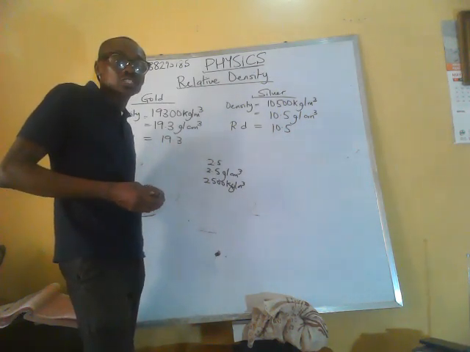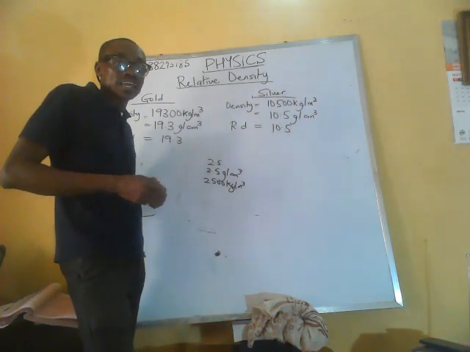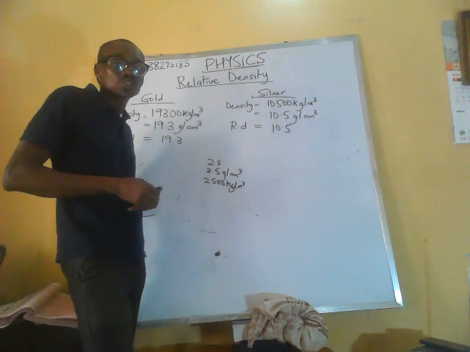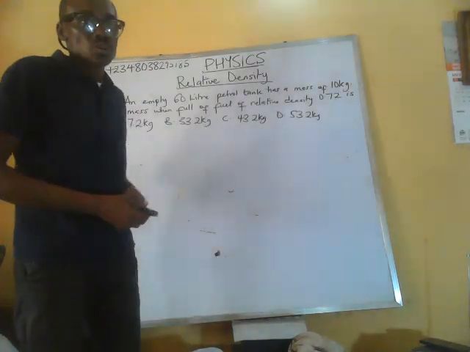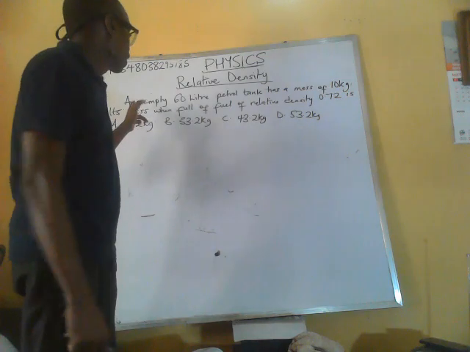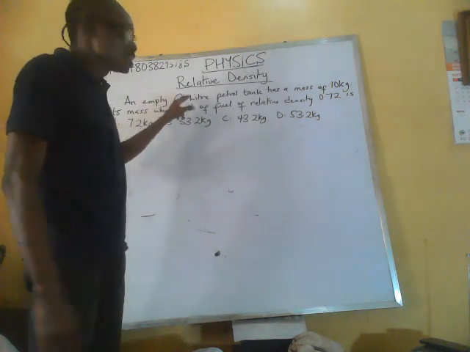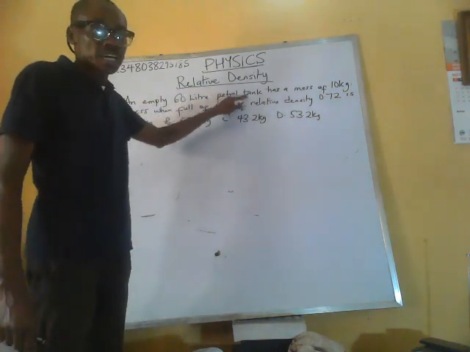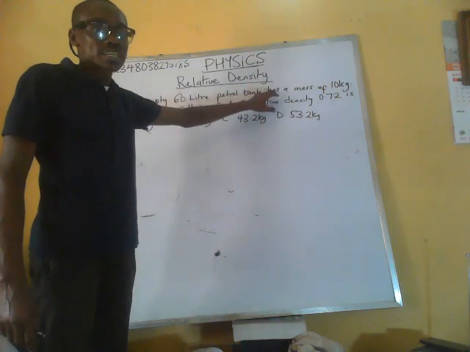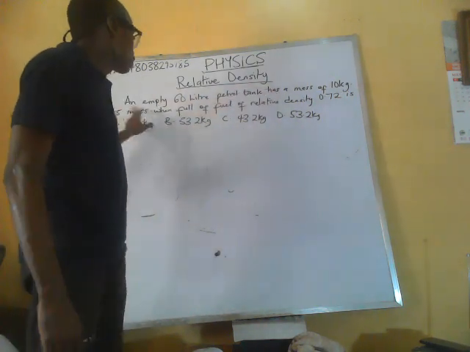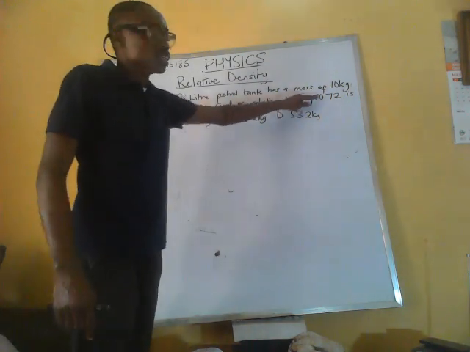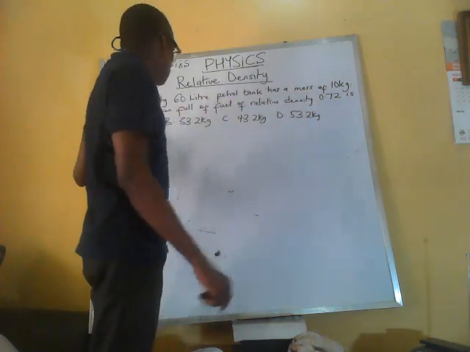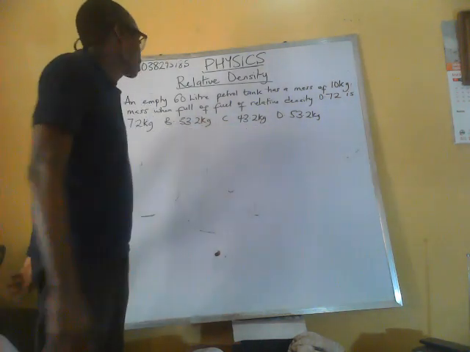So next, we'll take a calculation on relative density before we proceed. So we have a question here. An empty 60 liters petrol tank has a mass of 10 kilogram. Its mass when full of fuel of relative density 0.72 is this.